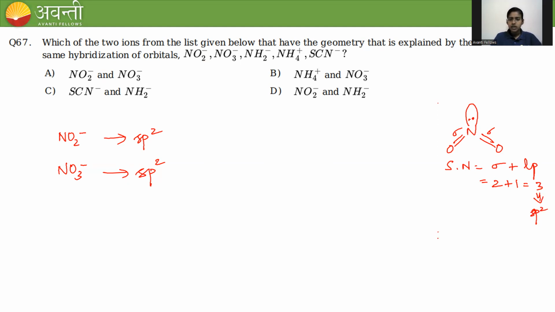Same way as for NO3. NO3 means we have 6 bonds like this. Okay. So we have 3 sigma bonds and no lone pair. So again, the steric number will be equal to 3. So the hybridization is sp2.